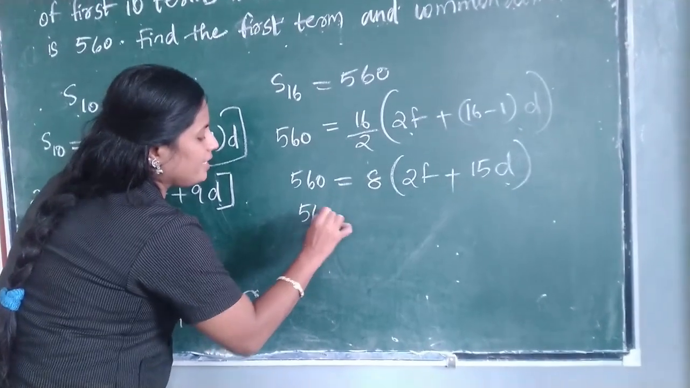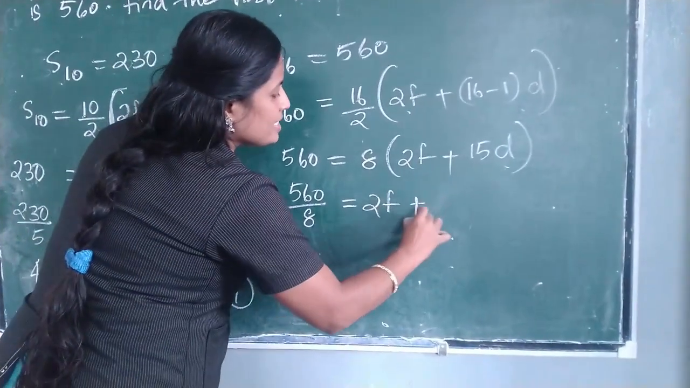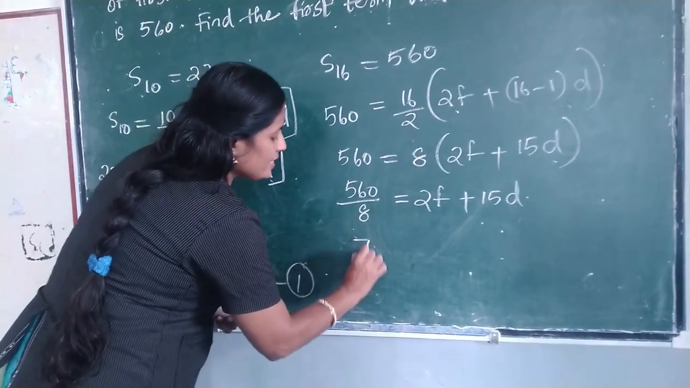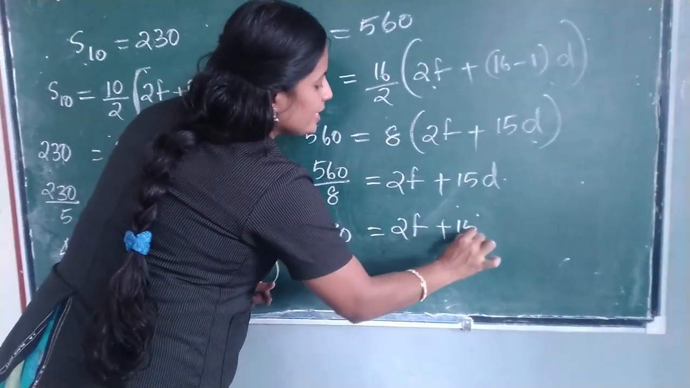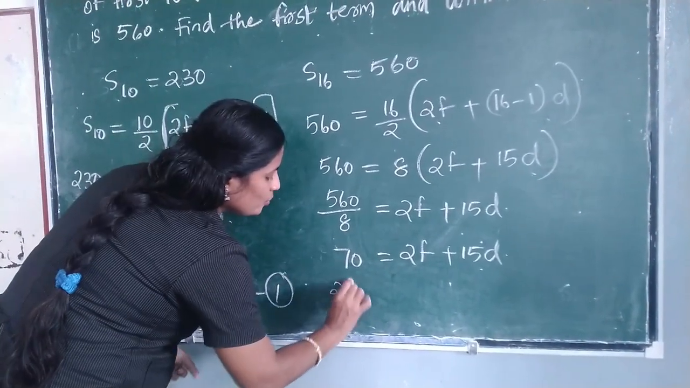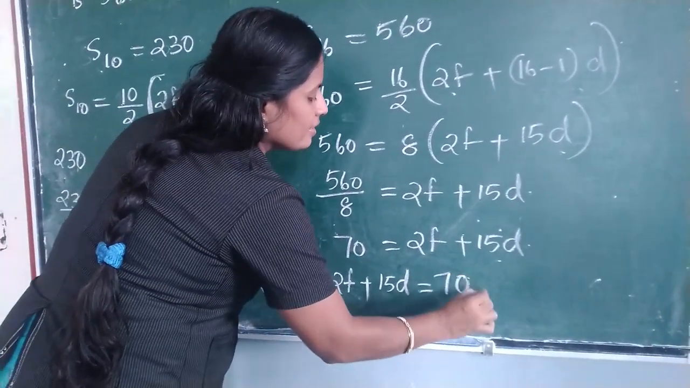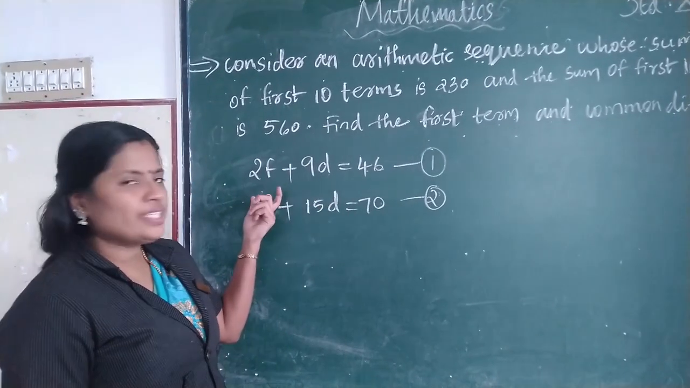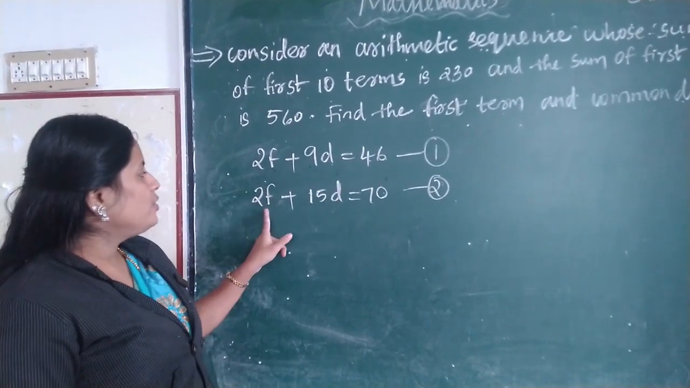So 560 divided by 8 equal to 2f plus 15d. 560 by 8 is 70. 70 equal to 2f plus 15d. So this equation can be written as 2f plus 15d equal to 70. This is equation 2. Now we have two equations, that is 2f plus 9d equal to 46 and 2f plus 15d equal to 70.